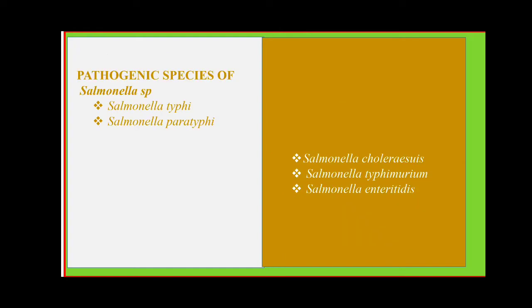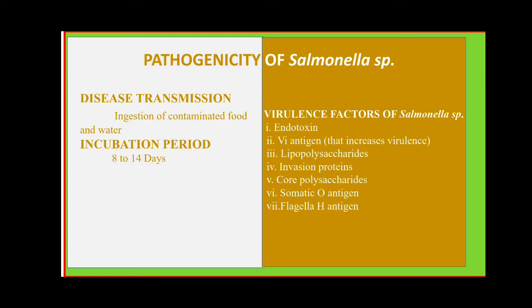Pathogenic species of Salmonella: Salmonella typhi, Salmonella paratyphi, Salmonella choleraesuis, Salmonella typhimurium, Salmonella enteritidis. Pathogenicity of Salmonella species: disease transmission, ingestion of contaminated food and water. Incubation period is 8 to 14 days.